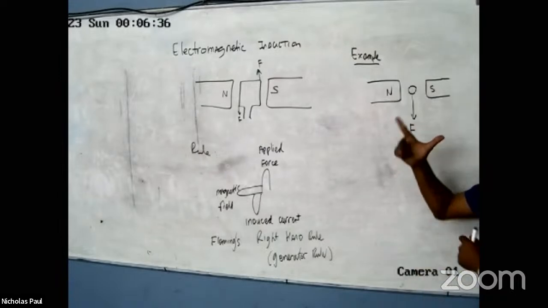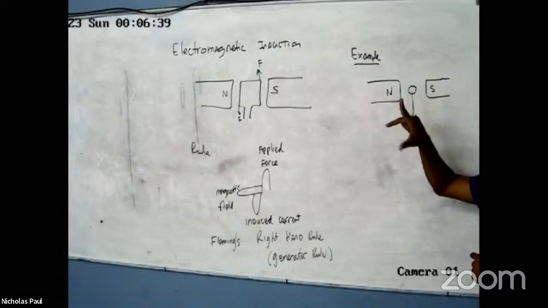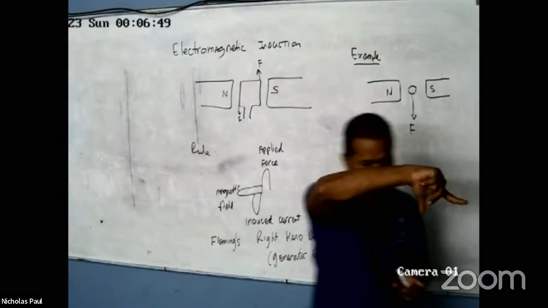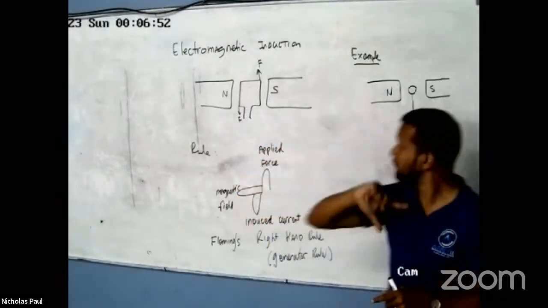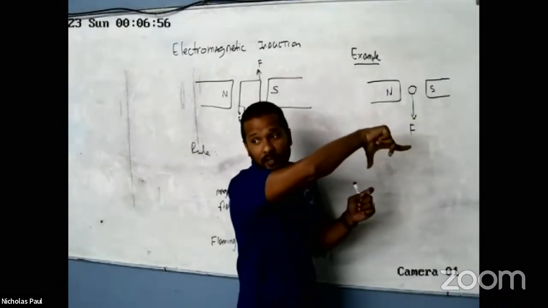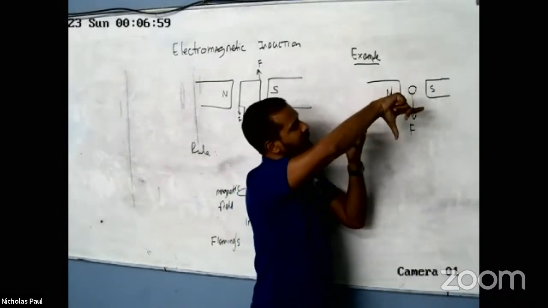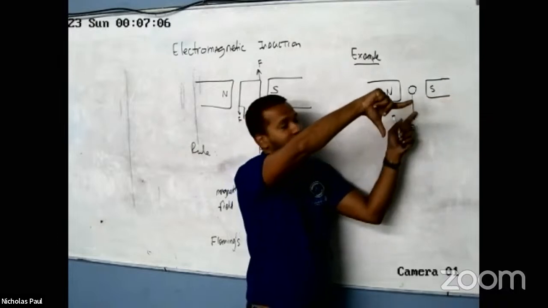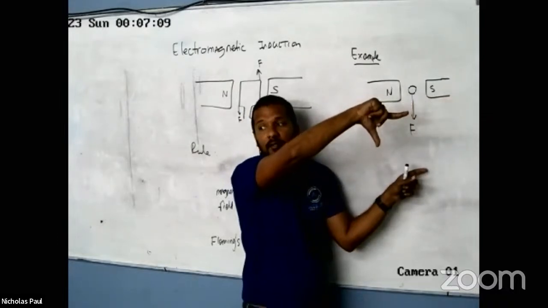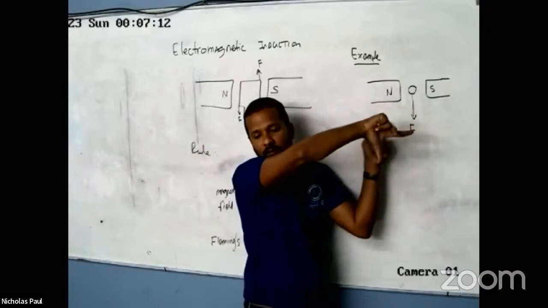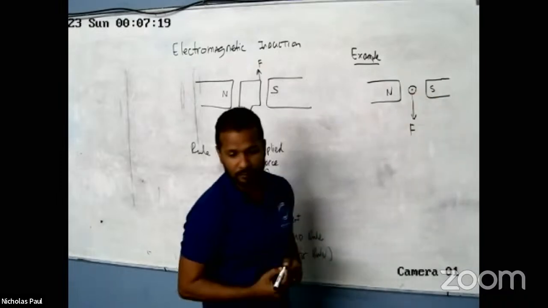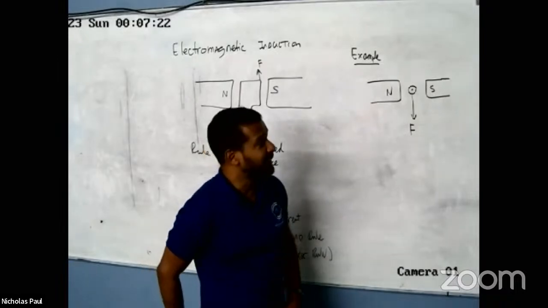So I'm using Fleming's right-hand rule, trying to figure out the direction of current. The force is down, but the magnetic field is north to south. So the magnetic field is going this way, and the force is downwards. Therefore my middle finger is pointing out of the page, out of the whiteboard. So the answer is dot. The answer is out.